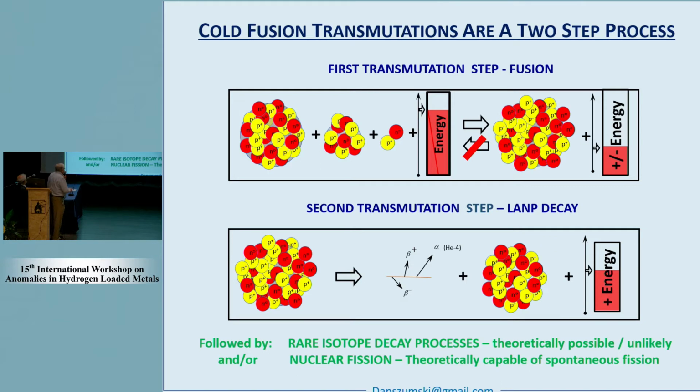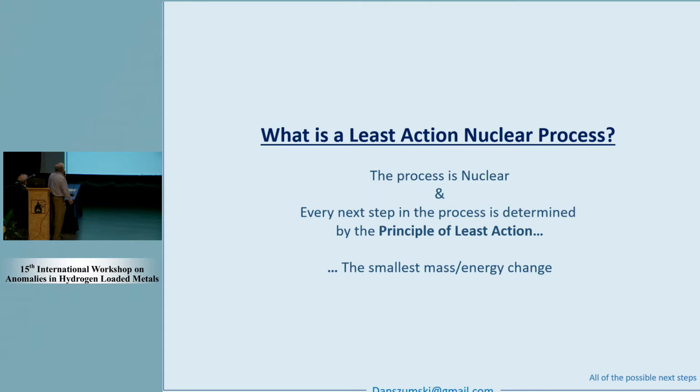Beyond the LAMP decay, there is rare isotope decay. These are theoretically possible, but they don't occur in nature. And nuclear fission of substances that are theoretically capable of spontaneous fission, but don't necessarily do it in nature.